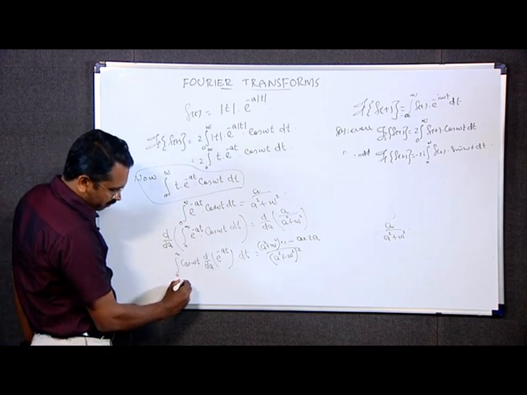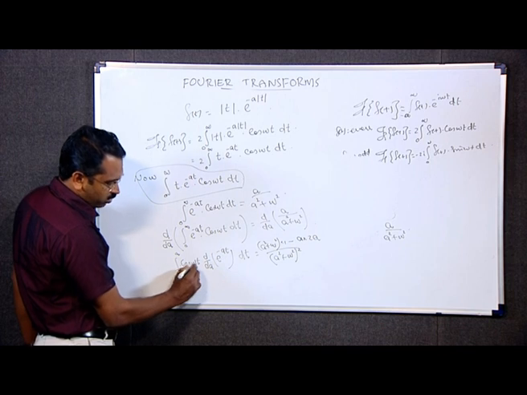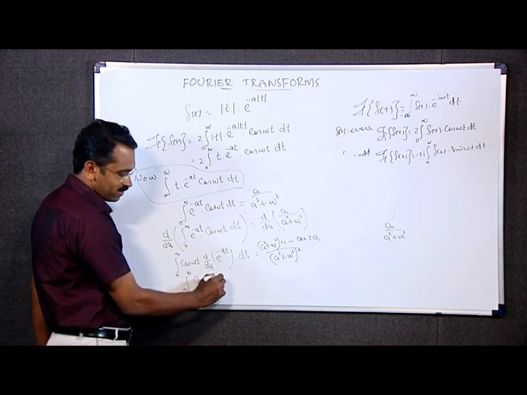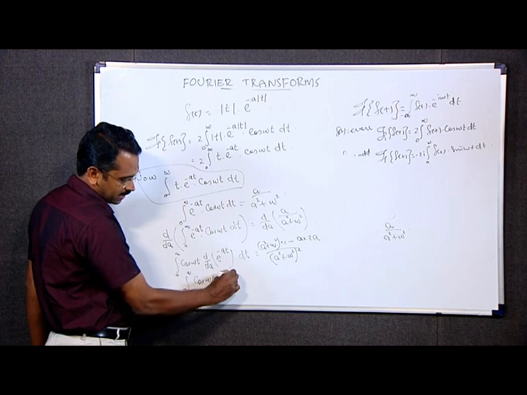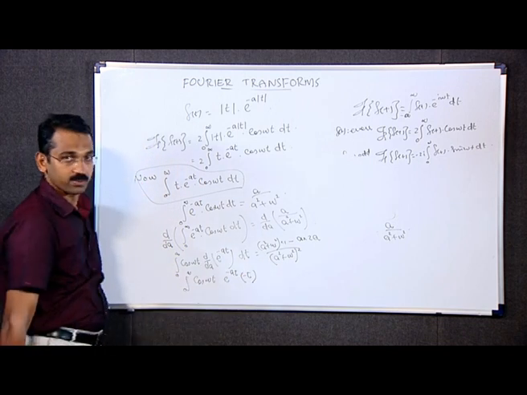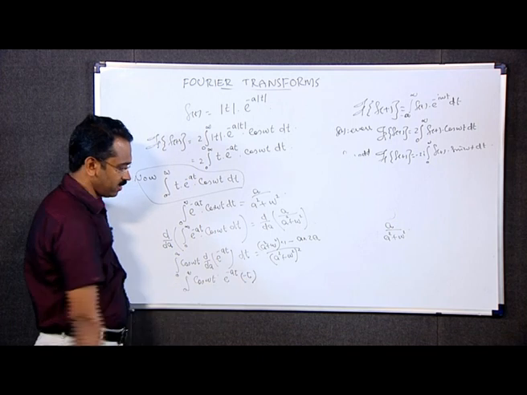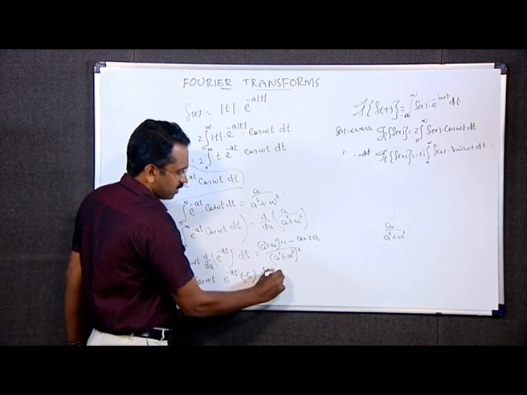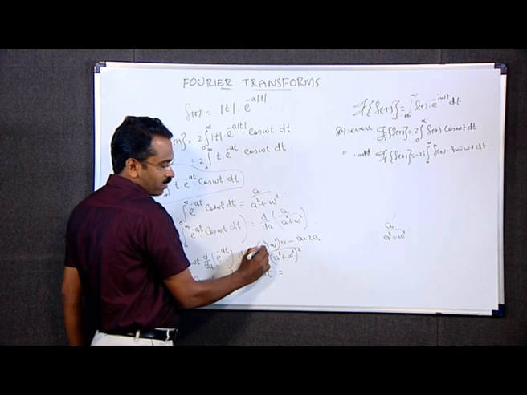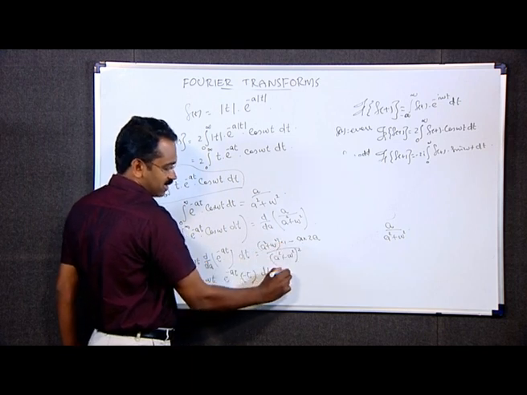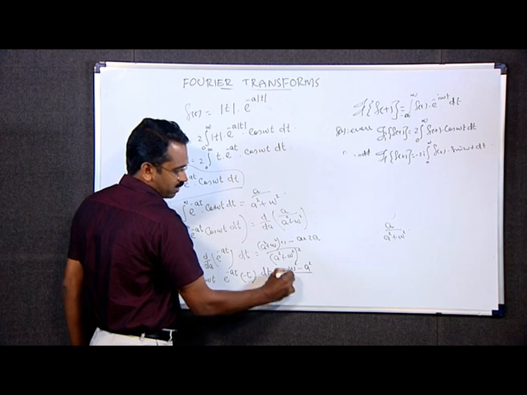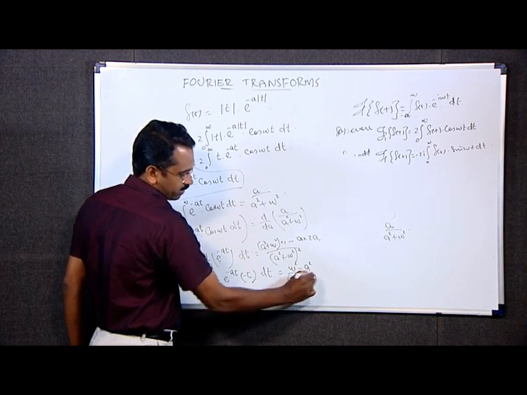That is, integral from 0 to infinity cos omega t into the derivative of e raised to minus a t with respect to a, which is e raised to minus a t into minus t, because the differentiation is with respect to a, the coefficient of a is minus t, dt, is equal to the right hand side: a square plus omega square minus 2a square, that is a square minus 2a square is minus a square, that is omega square minus a square, all divided by a square plus omega square the whole square.